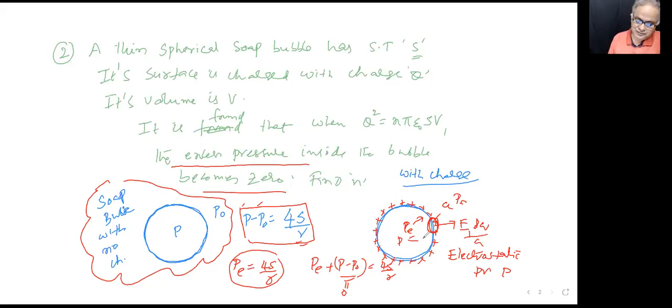This is what you mean by setting up a question. Actually, I've given the formulas in the middle, I should not. You don't require formulas to set up a question. You require the idea. So it reduces to that: the extra electrostatic pressure is equal to 4S by R.